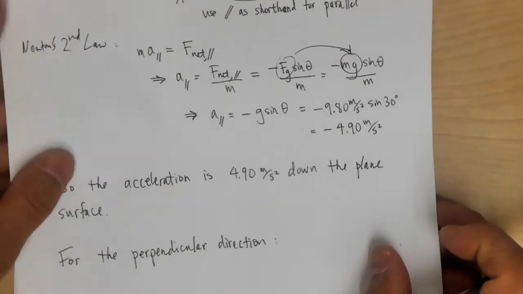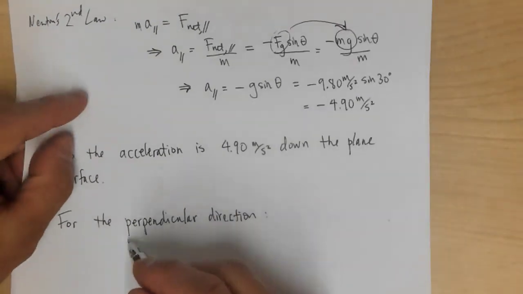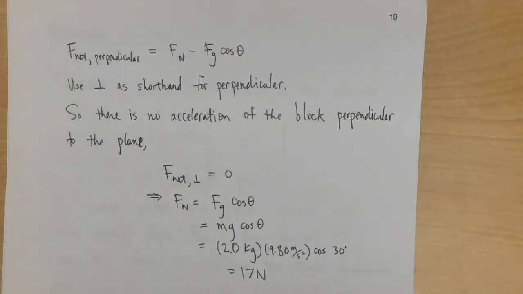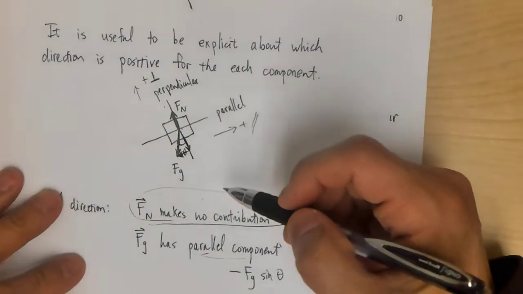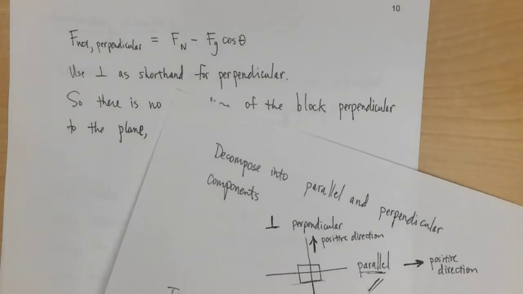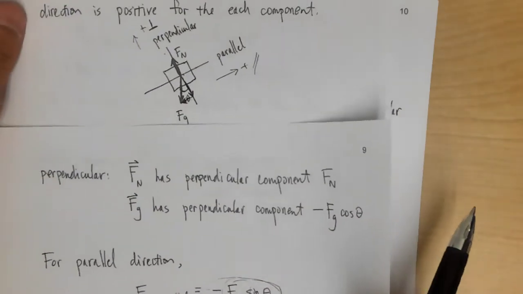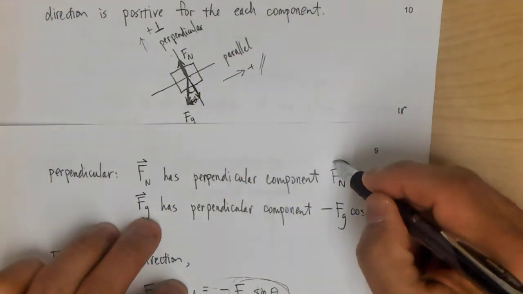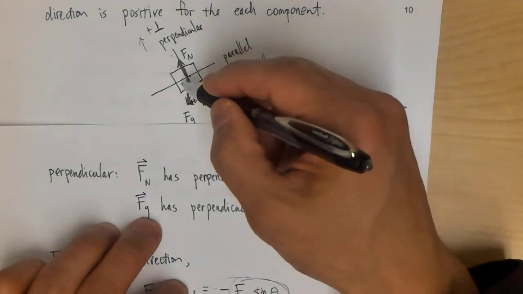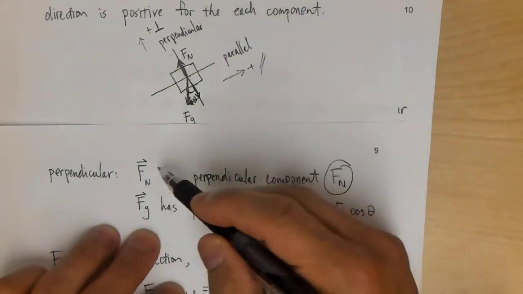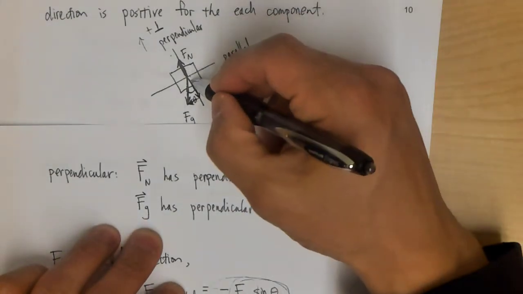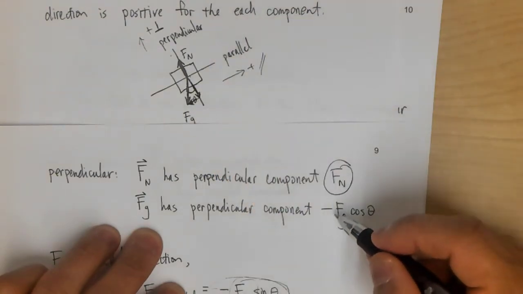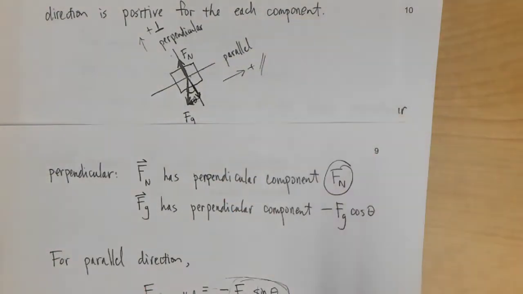Now, the other question was, what is the normal force? For this, we're going to take a look at what's happening in the perpendicular direction. In the perpendicular direction, we have that Fn has the component Fn, because it's going straight off the plane. Fg has a perpendicular component, this guy over here. It's minus, because it's going into the plane, minus Fg times the cosine of theta.